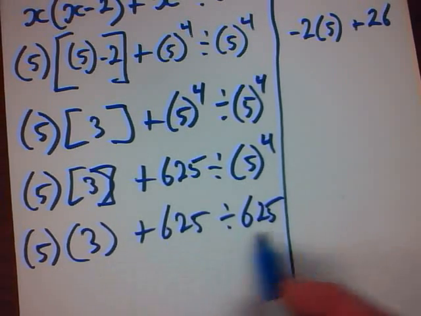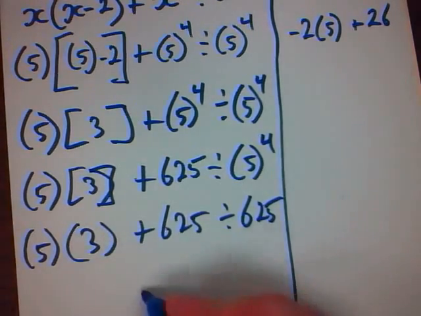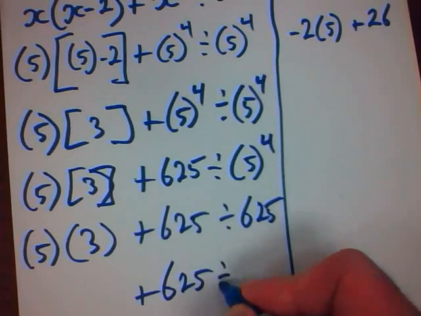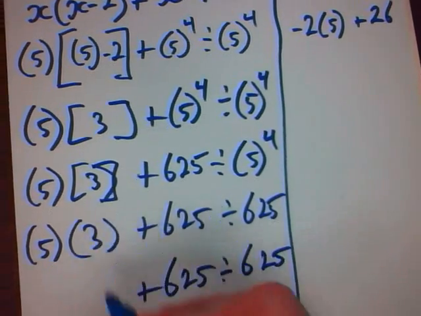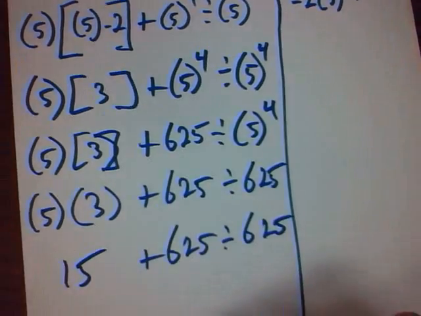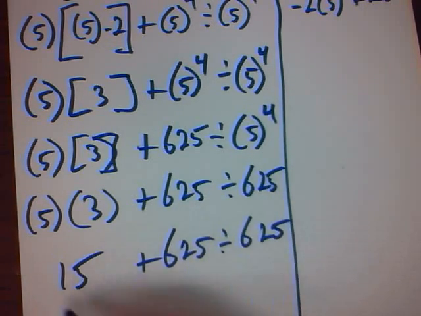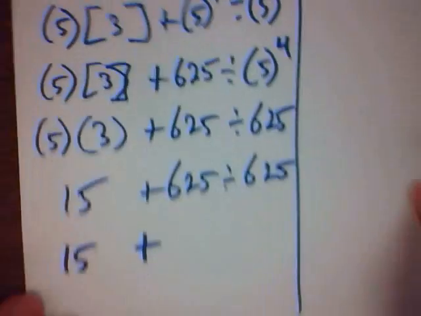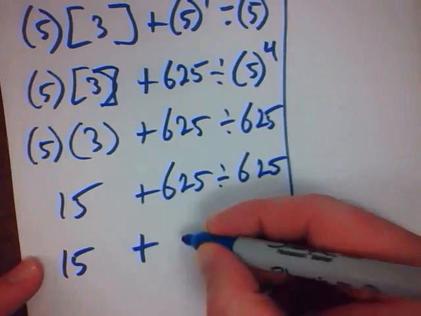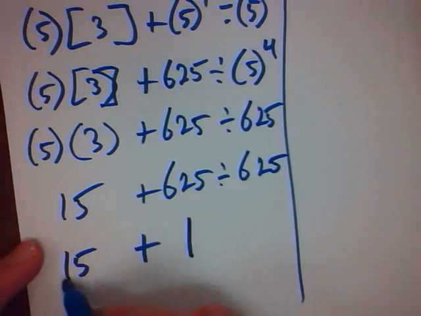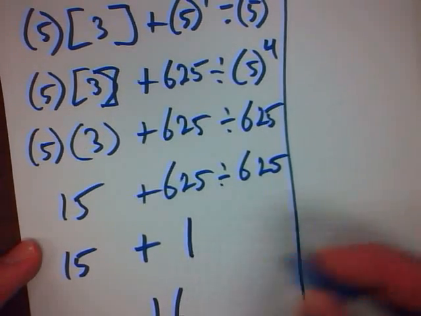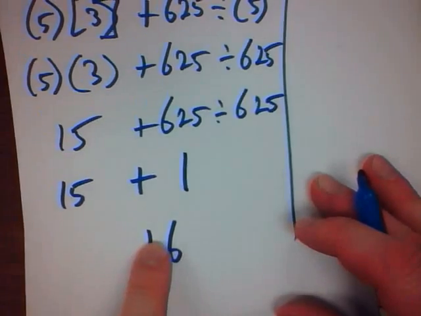BEDMAS, brackets, none, exponents, none, division, multiplication. I'm starting over here. Copy down what I'm not using. 5 times 3 is 15. BEDMAS, brackets, none, exponents, none, division, multiplication. I have division. Copy down what I'm not using. 625 divided by 625 is 1. 15 plus 1 is 16. Now, so this side equals 16.